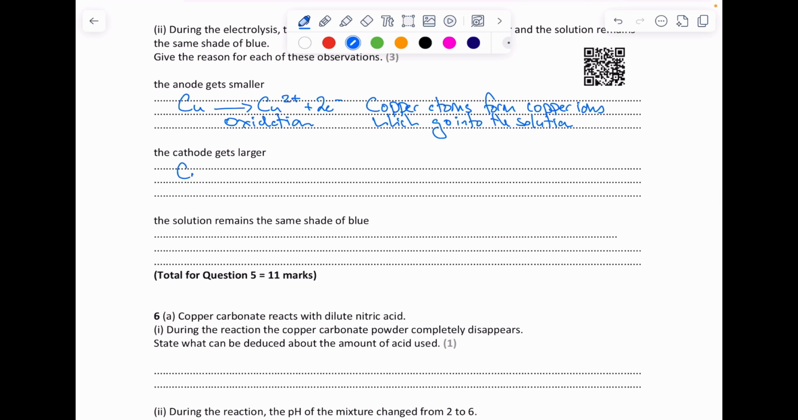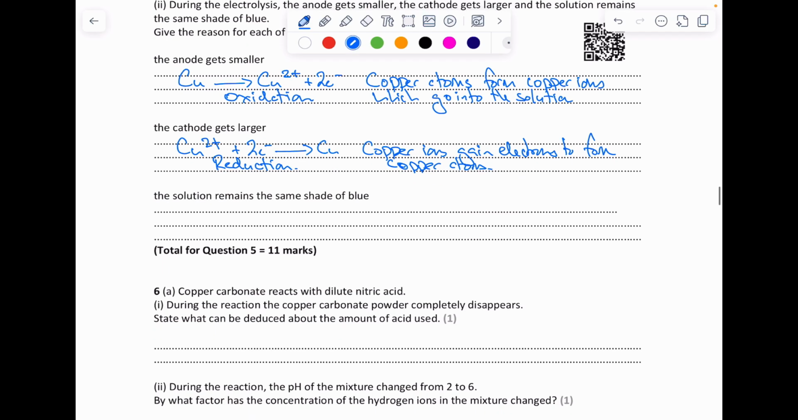The cathode gets larger because the opposite happens. The cations are attracted to the cathode. They gain 2 electrons, and that forms copper metal. So that is an example of reduction because they're gaining electrons. So all we've got to say here is that copper ions gain electrons to form copper atoms.